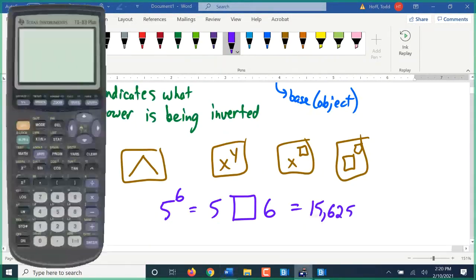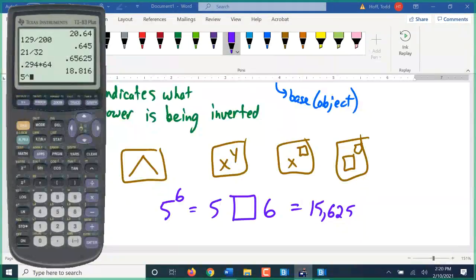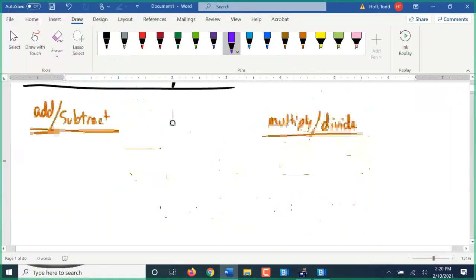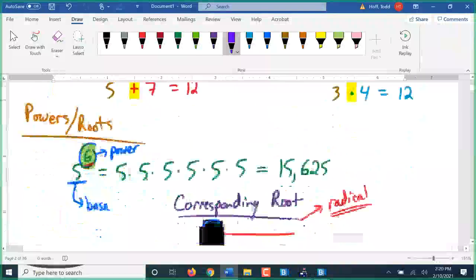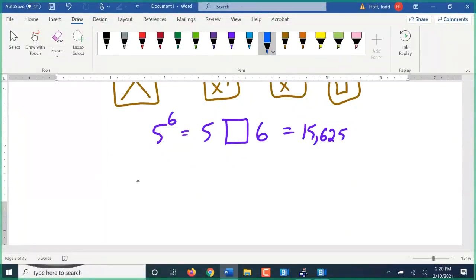15,625. My calculator here is a little bit different because I have to go through menus. I have the caret key for the power. I'm thinking the roots. I hit 5, I hit the caret key, and I hit the 6, just like you would on your calculator. However, to reverse it, we know the answer here, but let's go through the process of reversing it. 6th root of 15,625. We know it has to be 5.